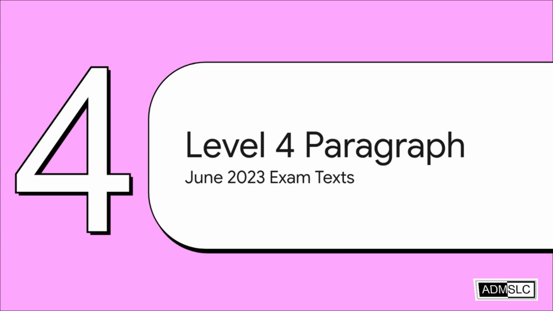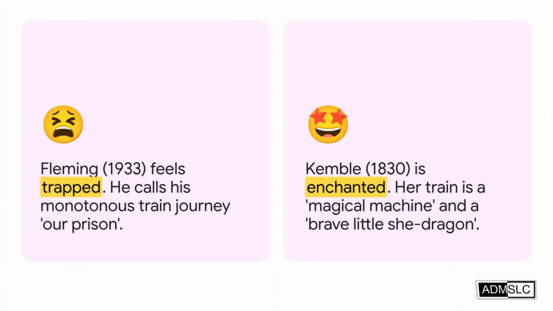Okay, let's put this all together and see how this ladder builds a perfect full-mark paragraph. We're going to use the real exam texts from the June 2023 paper, all about 2 incredibly different train journeys. Wow. I mean, you can't get much more different than that, can you? In source A, Fleming, writing in 1933, is just over it. The journey is so boring that the train feels like a prison. But then you've got Kemble, writing over 100 years earlier, and she is totally captivated. For her, this thing is a magical machine. So, one writer feels trapped, the other feels completely liberated.